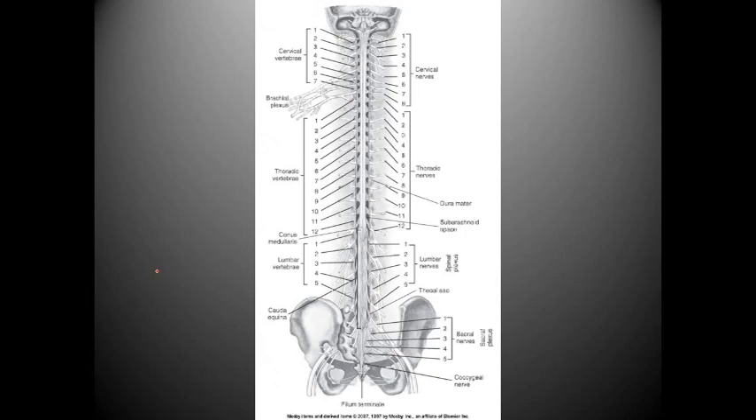Here we have the cranial nerves, the thoracic nerves, the lumbar nerves, the cervical nerves. Basically, just illustrating to you how complex the innervation of the human body actually is.